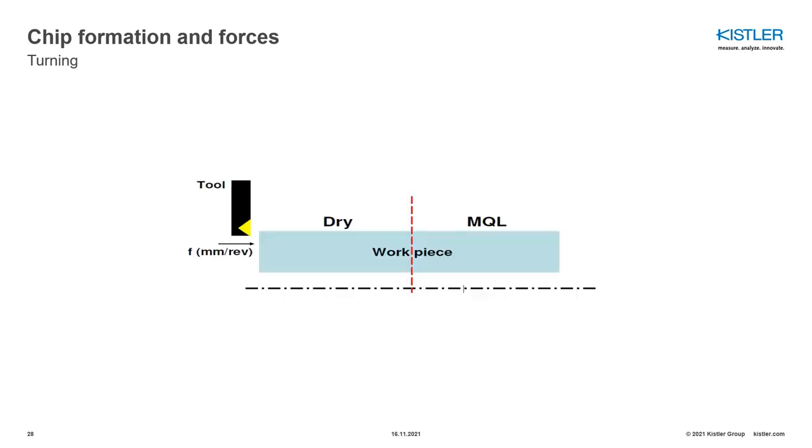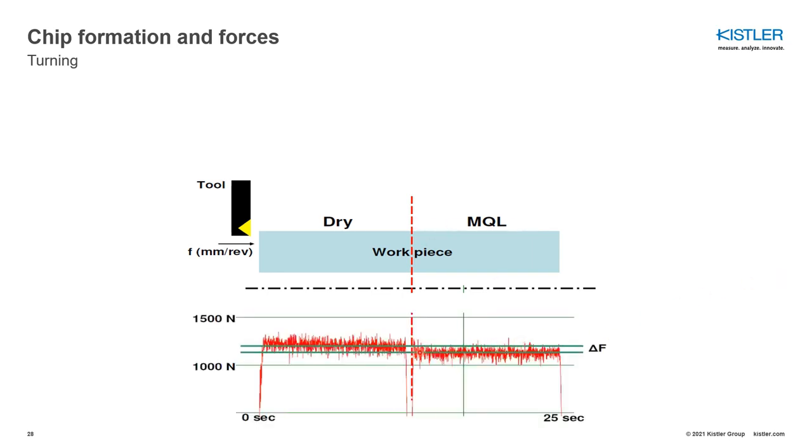Another part is from turning, where you may be evaluating different phenomena in chip contact, like contact length and chip upcurling, or you would like to see the effect of any coolant or lubricants. In this case, the turning operation started dry, and in the middle the MQL, minimum quantity lubrication, which is applied externally to the insert, has been switched on while measuring the cutting forces. And you can see that there is a slight effect because of this MQL.